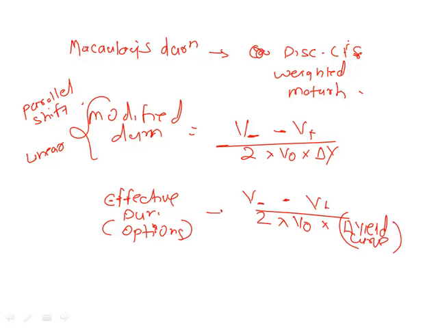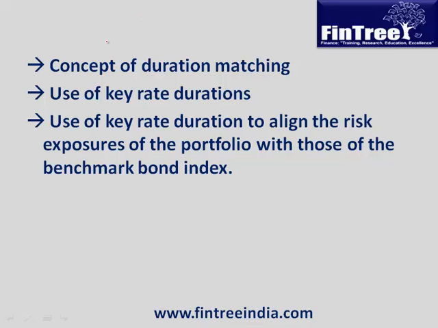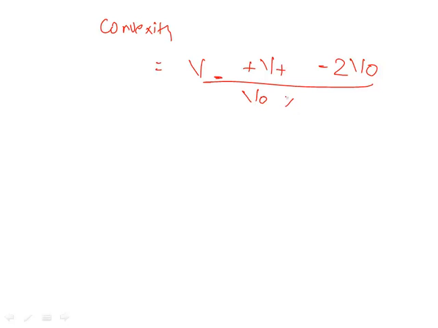Then we have the concept of convexity. We know it was the second derivative of the relationship. The formula was V minus plus V plus minus 2V0 divided by V0 into delta Y square.